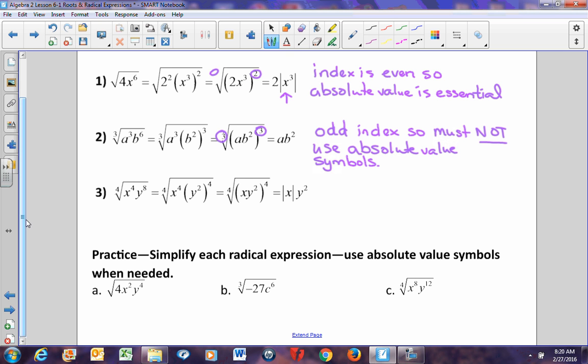Okay? So here, because we took an odd number of variables out of an even numbered root, we need the absolute value on the x only.